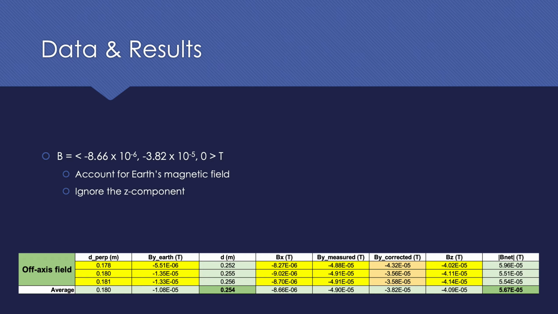These are the data and results for when the dipole is 45 degrees off axis at an average distance of 0.254 meters. The magnetic field at this location, ignoring the z component, is negative 8.66 times 10 to the negative 6th, 3.82 times 10 to the negative 5th, 0 teslas. We account for Earth's magnetic field by subtracting it from the y component.